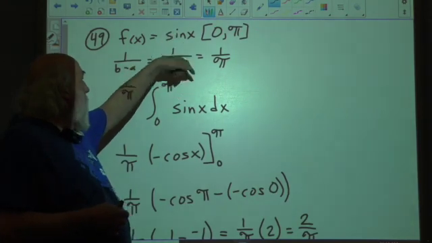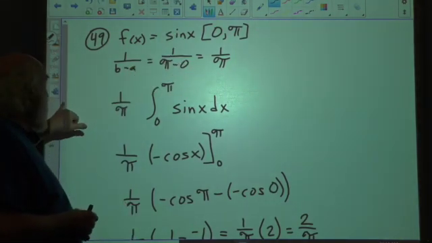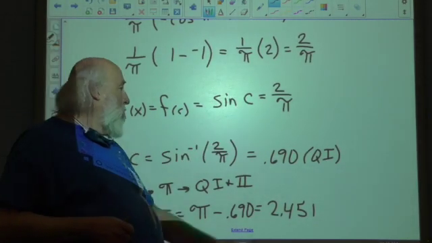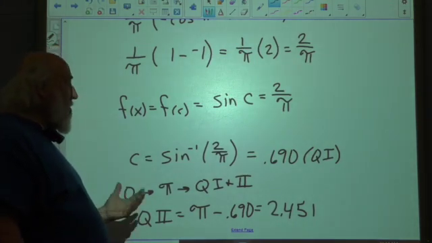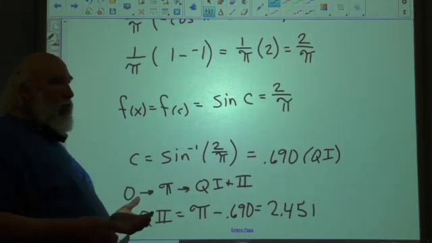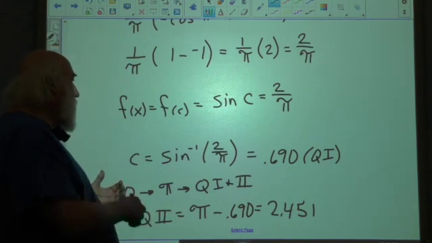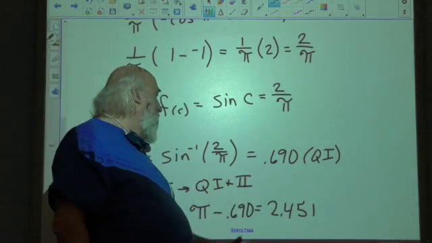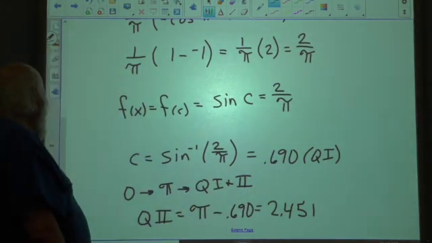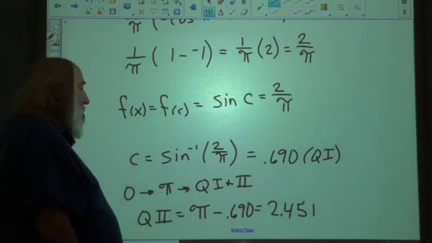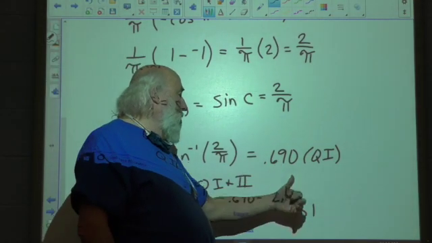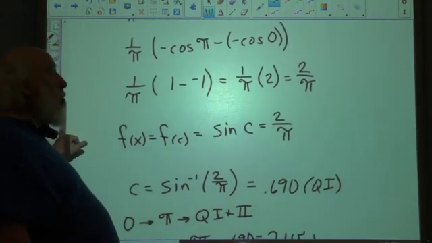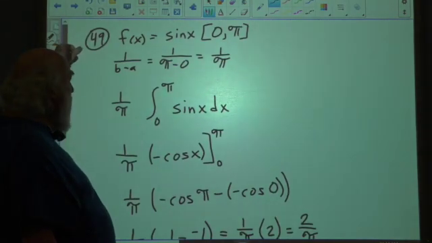You plug in 2 over pi for x, which is now your c. So sine of c is 2 over pi. In order to find out what c is, you have to take the inverse, what we call the arc sine of 2 over pi, make sure it's in radians, and that gives you 0.690. Now, we know that that is a first quadrant value. This 0.690 is less than 1.57, which is the 90-degree value.